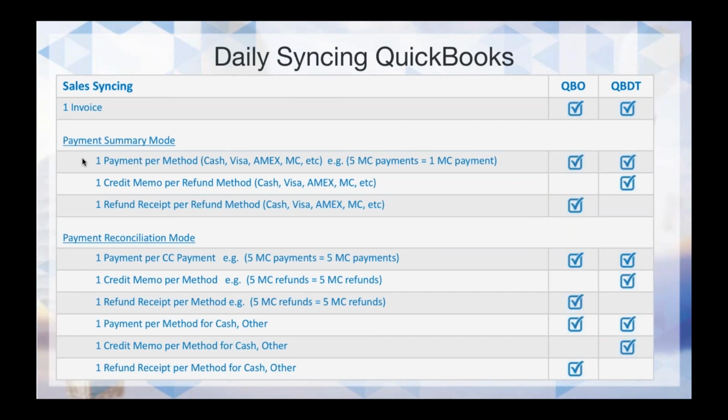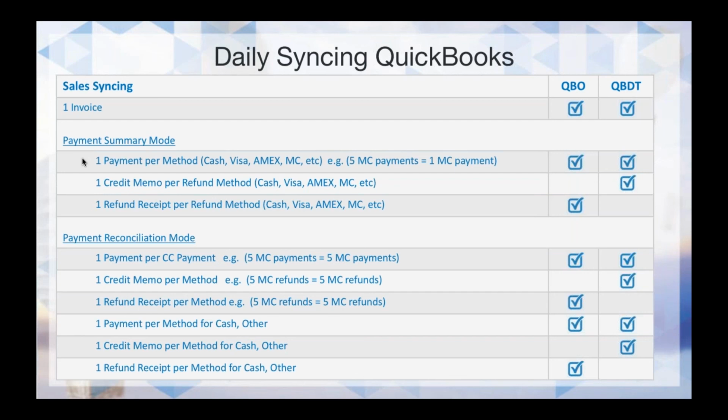So this slide mentions payment summary mode. Our default for this is payment summary. You have an invoice and then you get one payment for each type. So if you have cash payments, Visa payments, Amex, and MasterCard all on one day, you would see 4 payments that are the total of each type.